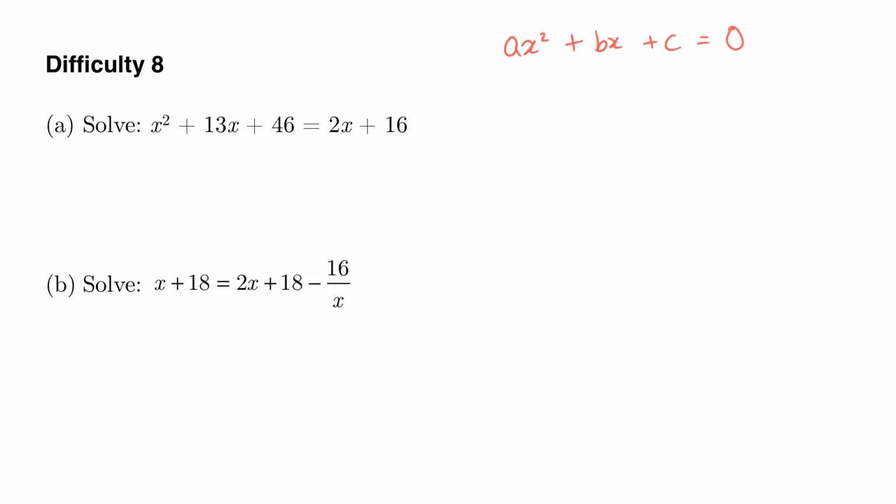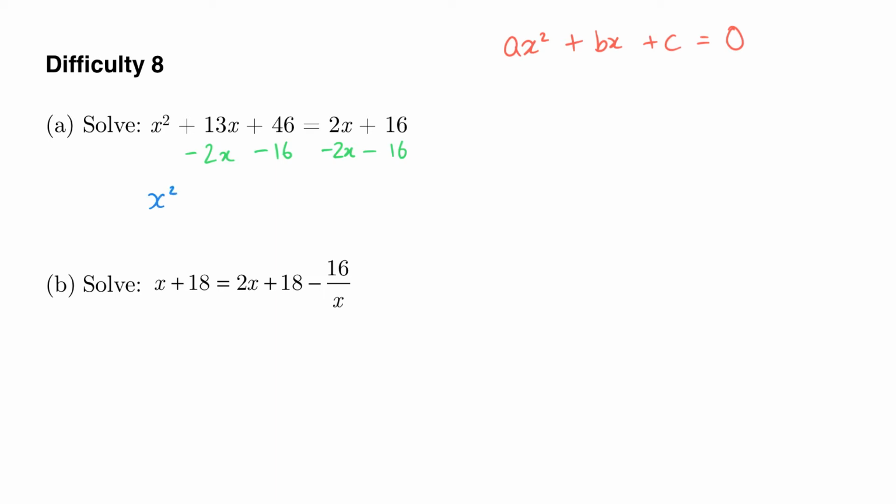Now, let's have a look at these. In the first case, we've got a bit of a problem. It's not quite in this form because we don't have a quadratic expression being set equal to 0. But actually, it's quite straightforward. All we need to do in this particular case is subtract 2x and subtract 16. If I subtract 2x and then subtract 16, the right-hand side becomes 0. And I can do the same on the left-hand side. In fact, I have to do the same on the left-hand side to keep this equation balanced. Remember, an equation is like a balance. If you adjust one side, you have to adjust the other side to keep it balanced.